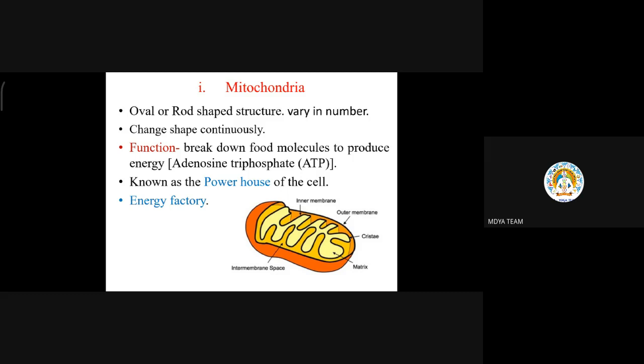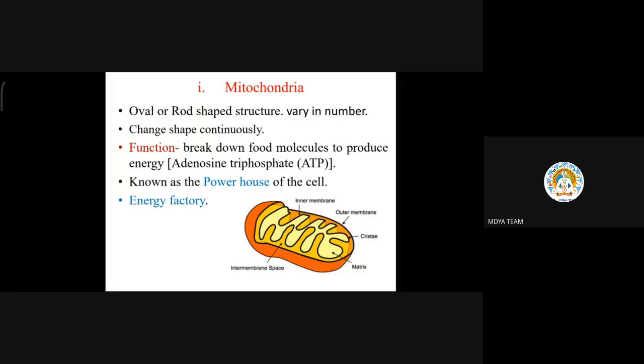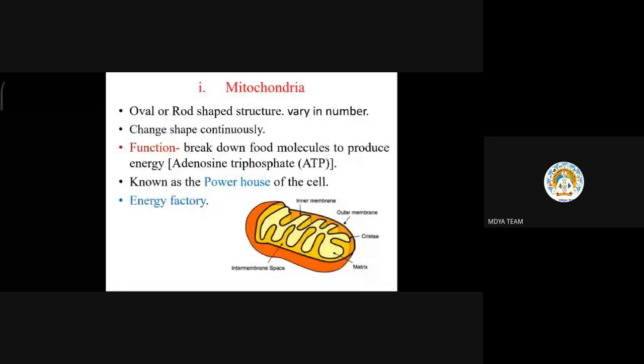Just like we have a kitchen in our home. Every home has a kitchen because we need food every day, so food is prepared in the kitchen. Just like that, every cell has mitochondria, but it may vary in number according to function. If one cell is functioning more than other cells, then that cell may have more mitochondria.